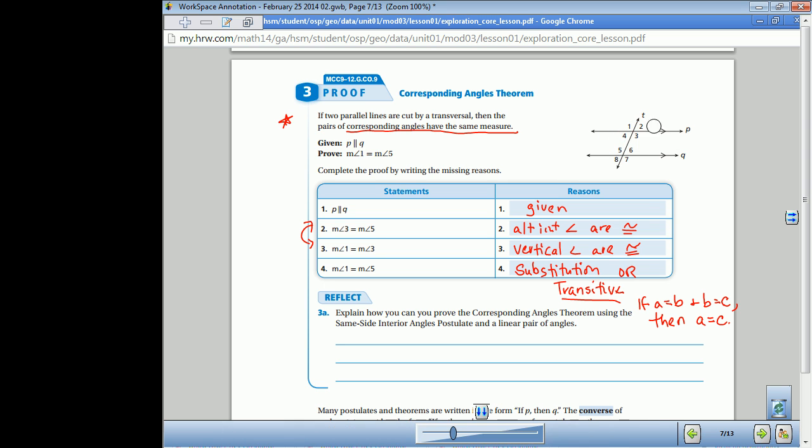Like I put the definition of alternate interior. So does it? You have to say that they are congruent. You can't put the definition. Well, it's really not even just alternate interior angles are congruent. Alternate interior angles are only congruent if the lines were parallel. If we have 2 parallel lines, then alternate interior angles are congruent.